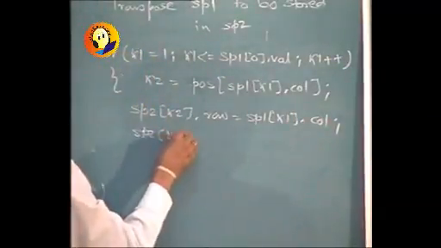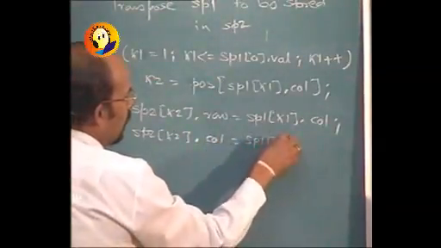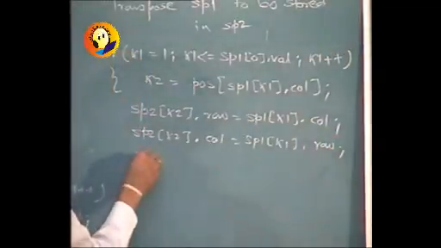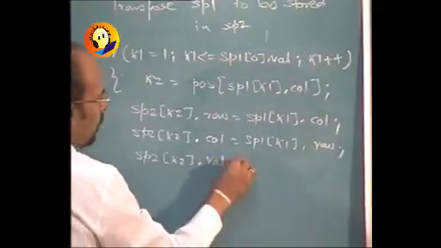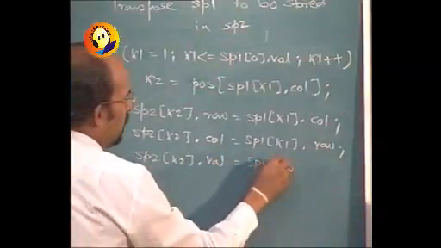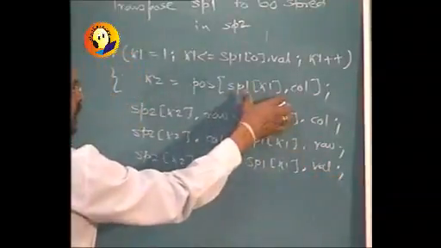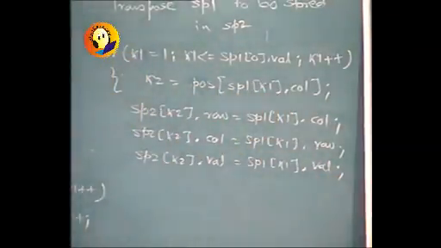sp2 k2 dot column equal to sp1 k1 dot row, and sp2 k2 dot val equal to sp1 k1 dot val. And the position we picked up, that should be incremented. Don't increment k2, that is of no use. You will have to make change in array position.